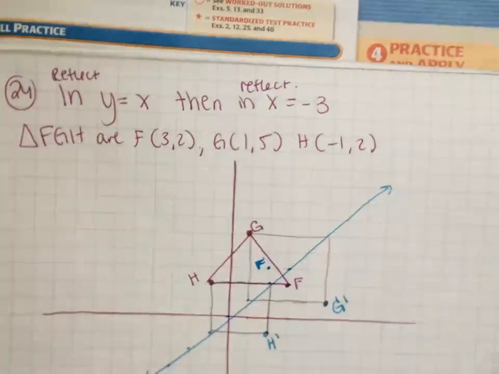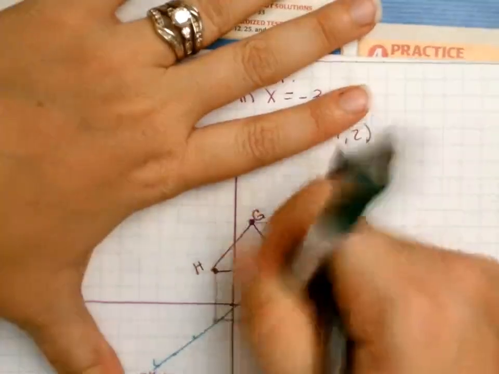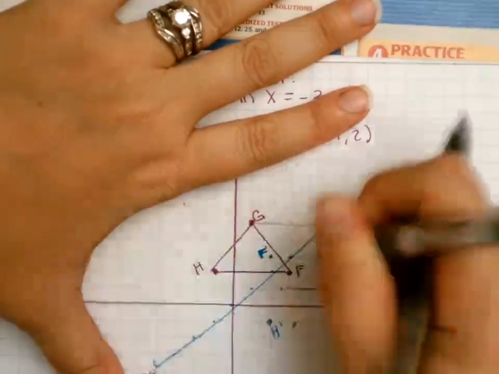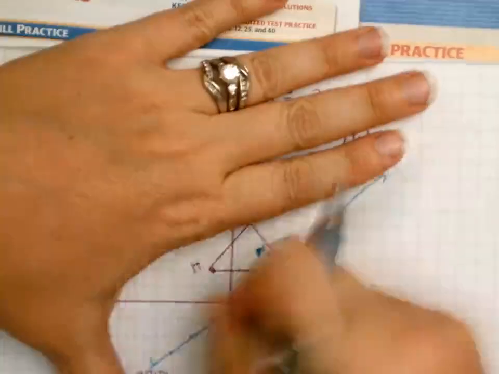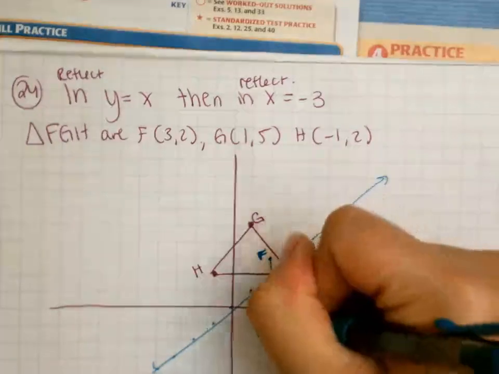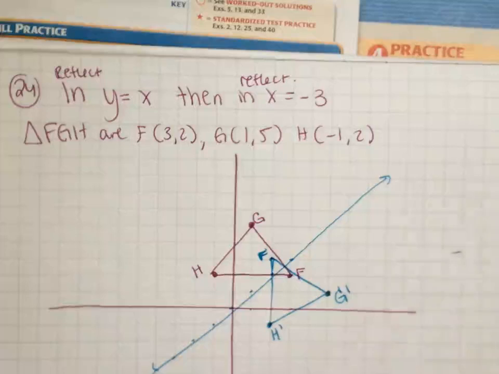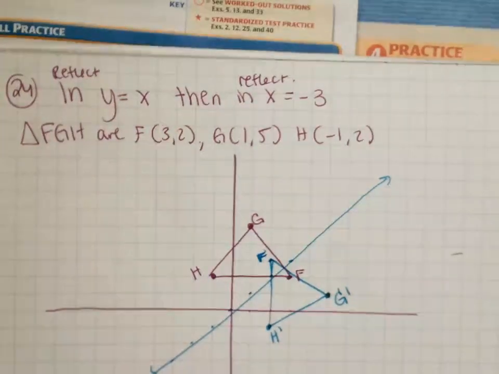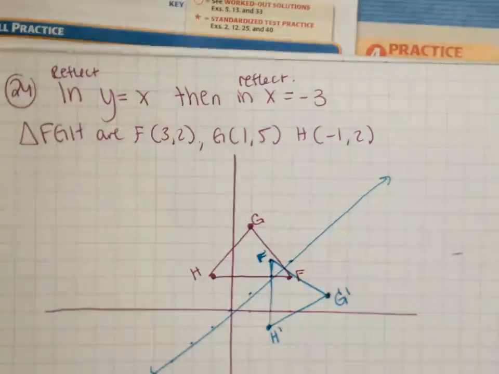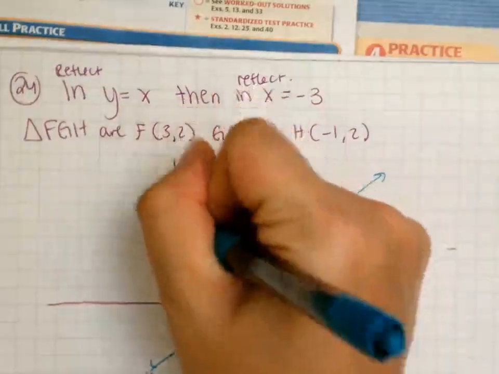I'm going to erase my pencil marks just to make it a little easier to see what I'm doing. Okay, and we have our reflected triangle. Now we're going to take our F prime, H prime, G prime, and reflect over x equals -3. So x is -3 everywhere along this vertical line.